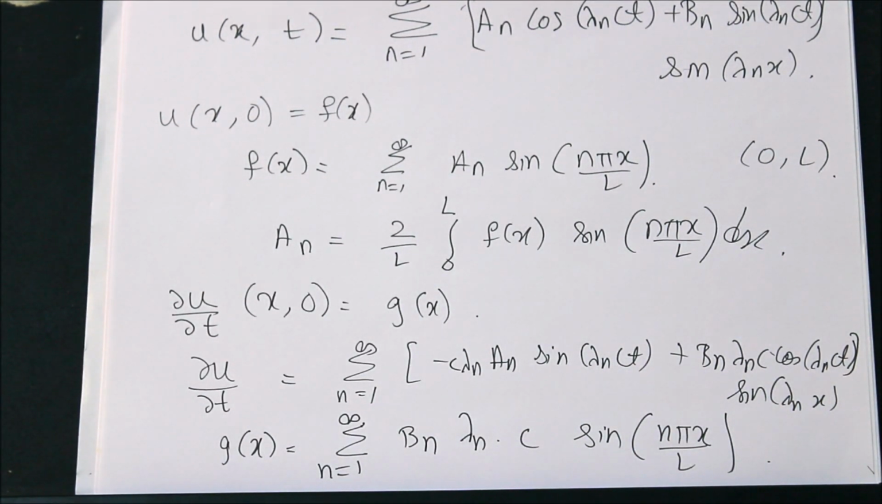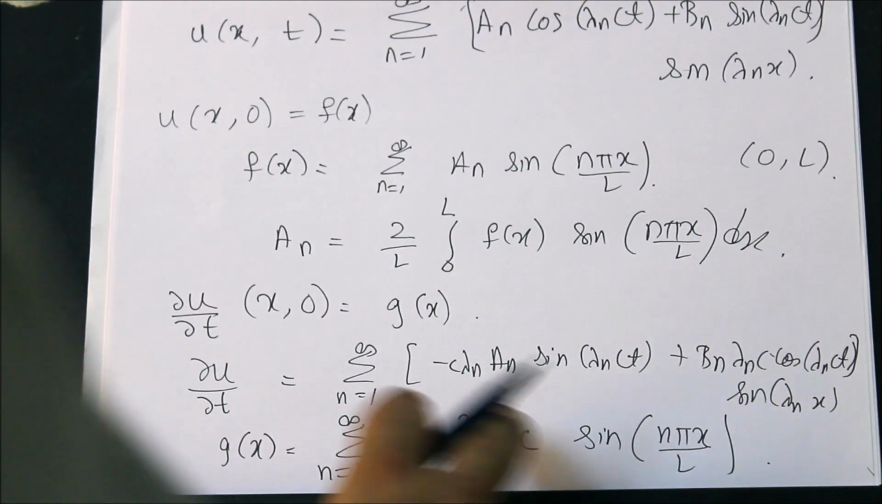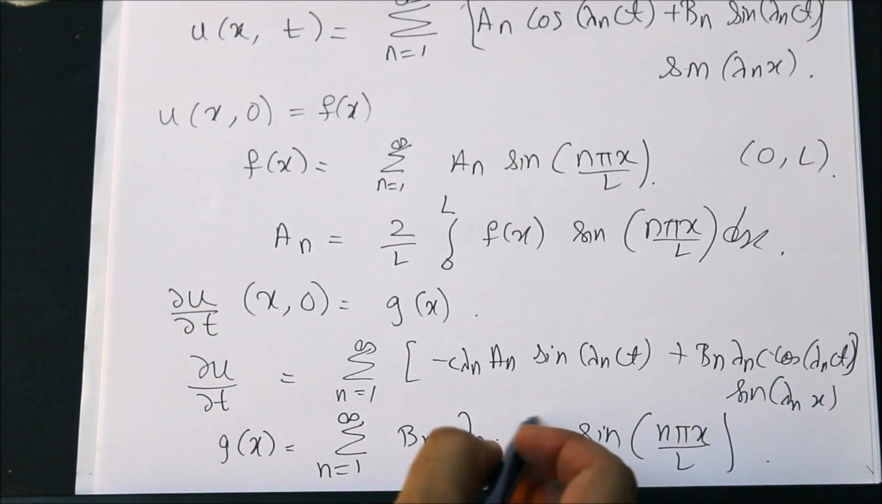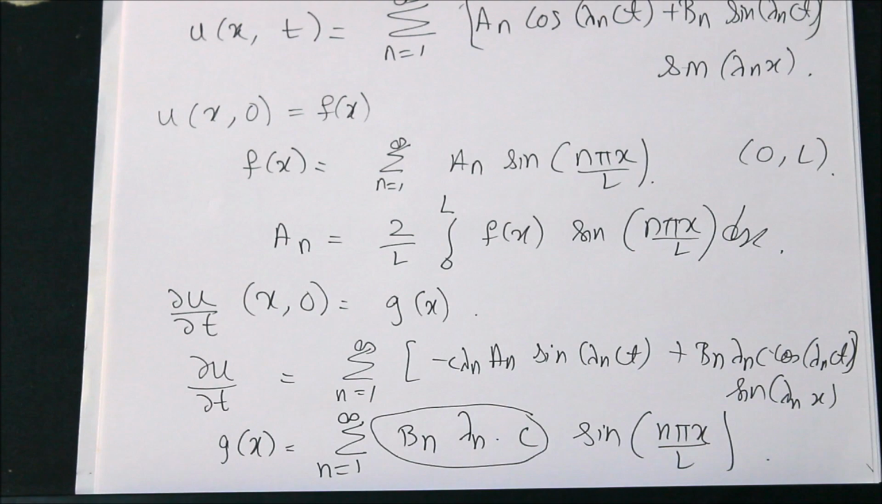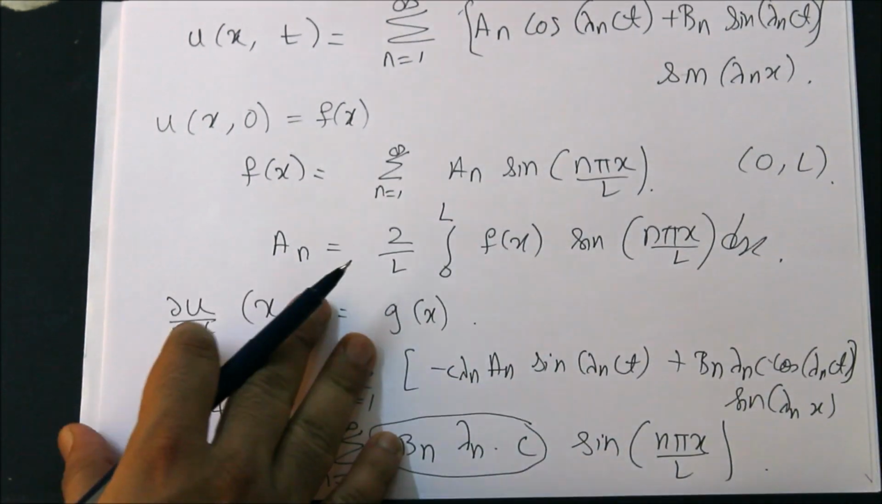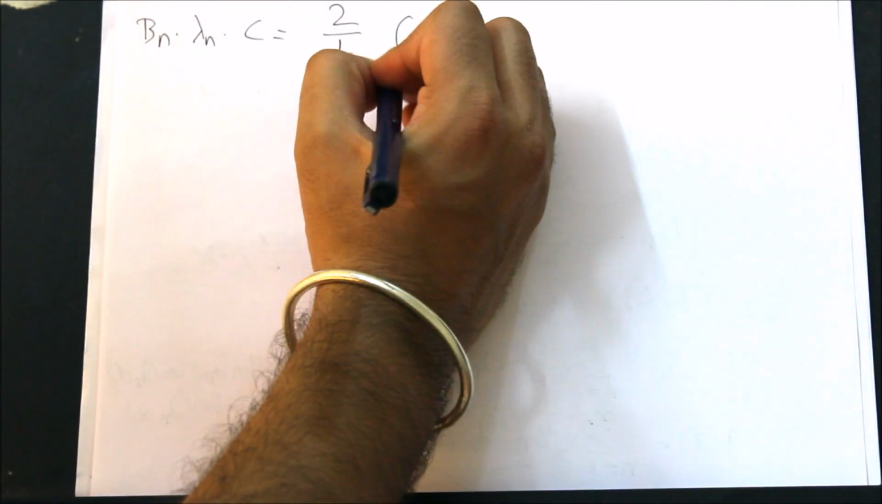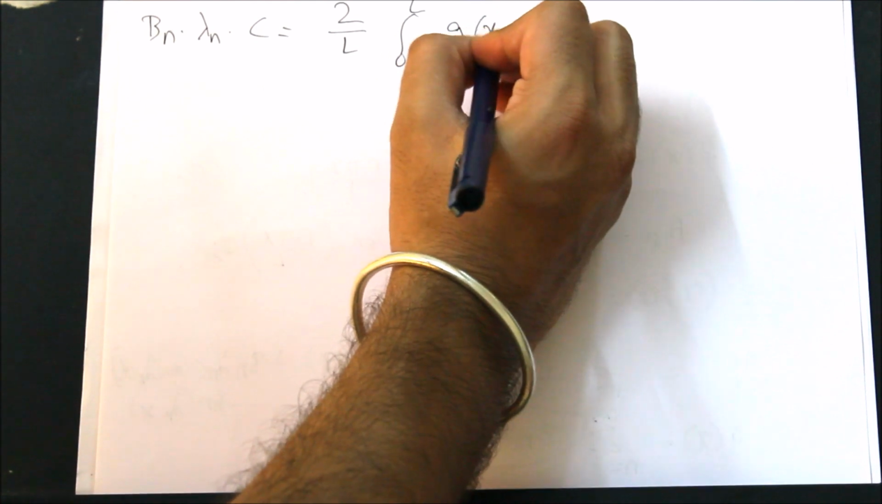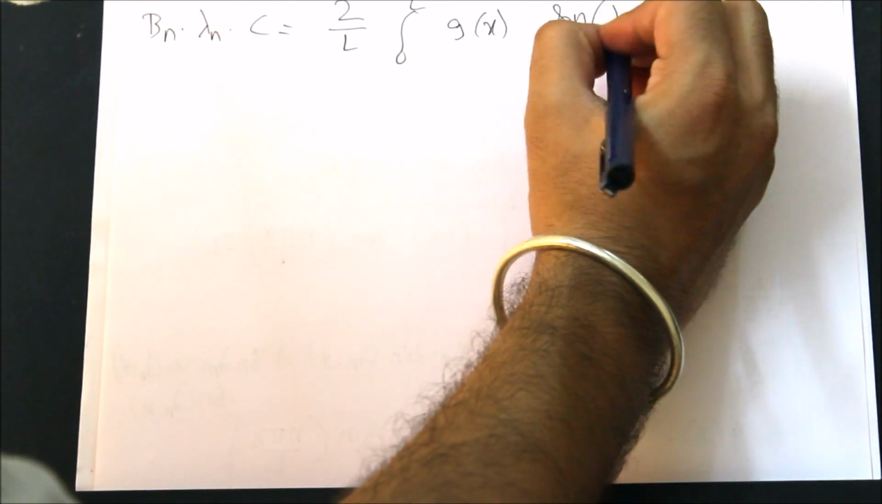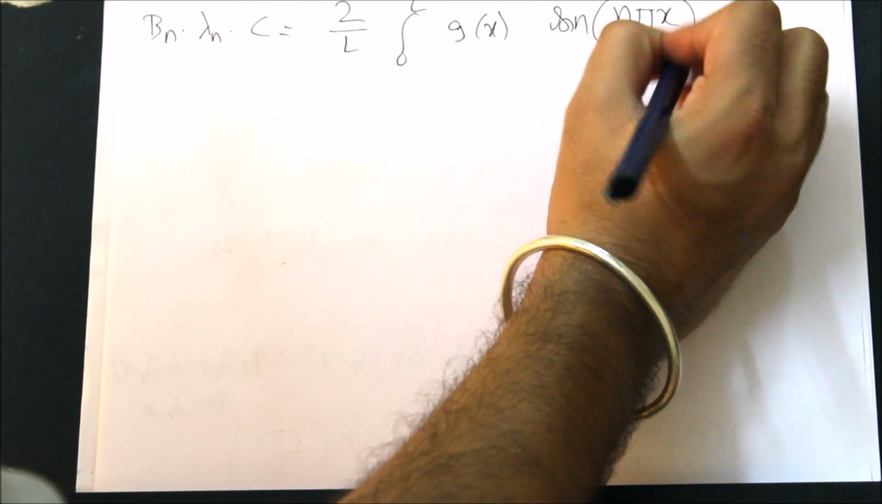And again the same thing, right? What is my g of x? So what is this coefficient? It is nothing but the Fourier coefficient, the half range Fourier coefficient. So in that case, my bn into lambda n into c is nothing but 2 upon L, integration 0 to L g of x sine of n pi x upon L dx.